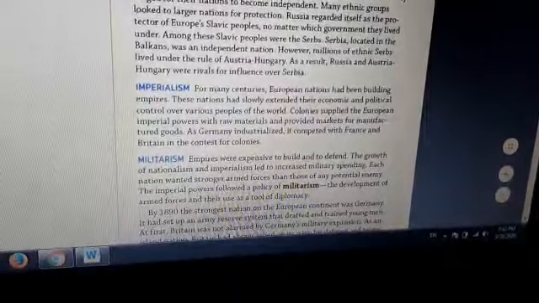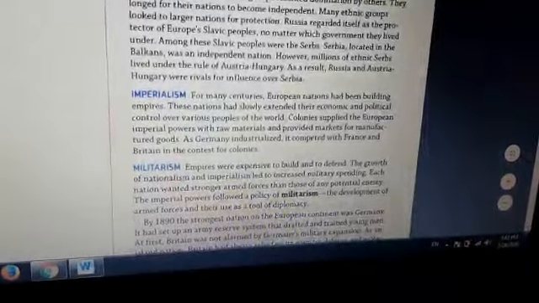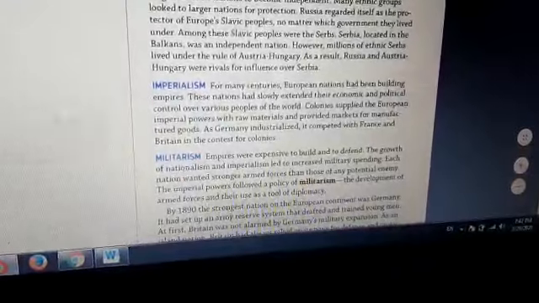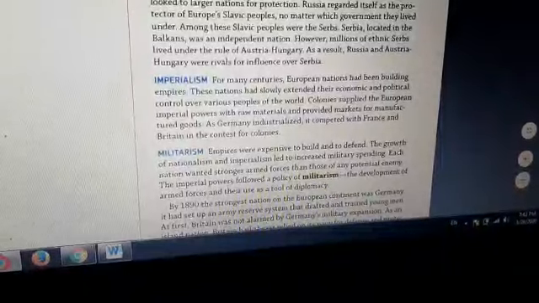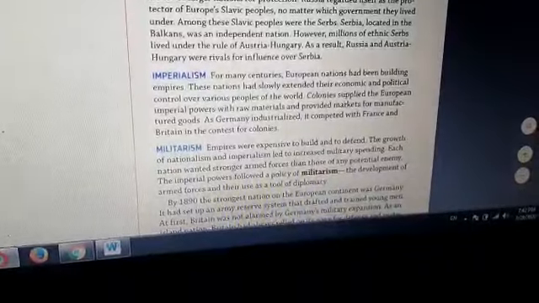As Germany industrialized, it competed with France and Britain in the contest for colonies. So actually, these countries were racing to have more colonies, to occupy other lands. When they occupy other lands, they have a market for their goods because they're industrial countries, and they're going to find raw material too. So actually, the only ones were France and Britain, and now Germany is competing with them. So imperialism is another cause of World War One.